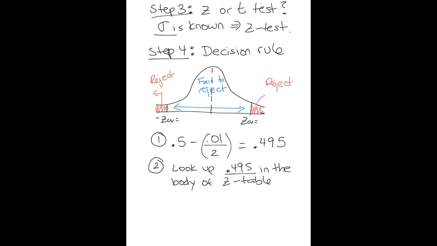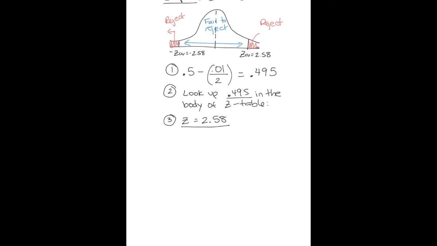Okay, so when we look up 0.495 in the body of the z table, we get a z value of 2.58. Again, if this is unclear, please see the previous video that discusses how to find those critical regions. Okay, so let's label our critical values. So we have negative 2.58 and positive 2.58. So this is step 4, our decision rule. Now let's go on to step 5.